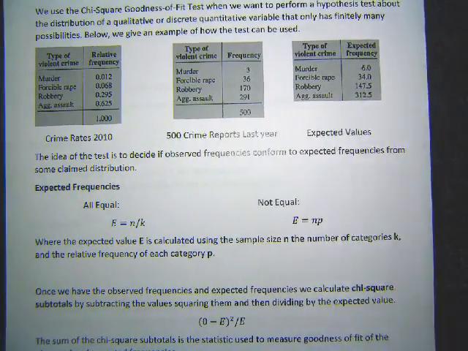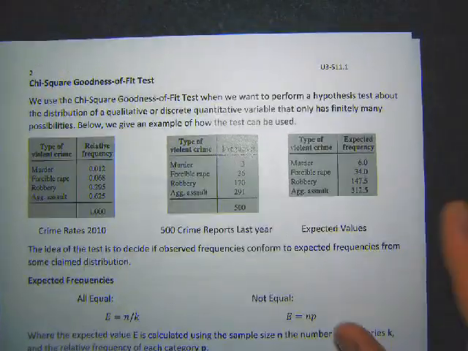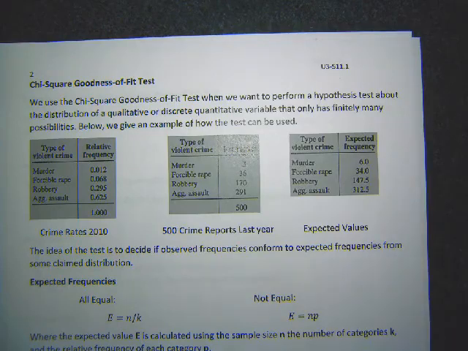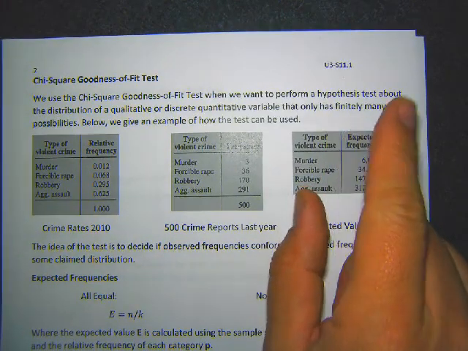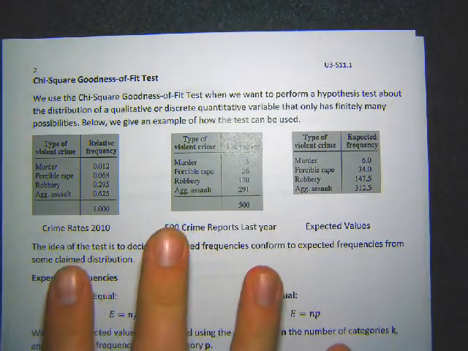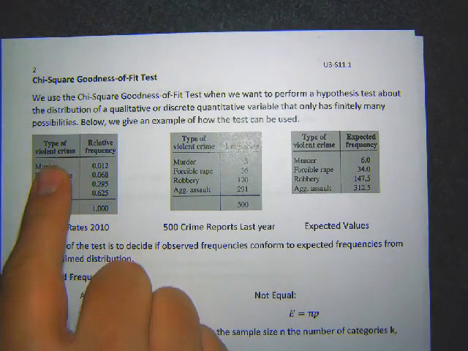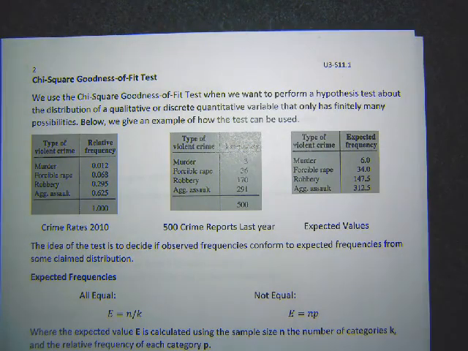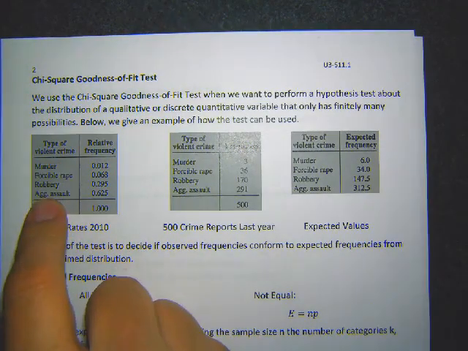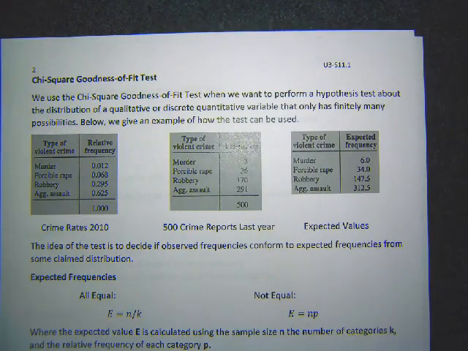Okay, now what is the goodness of fit test? Now that we talked about chi-squared, let's talk about the chi-squared goodness of fit test. This is for when we want to perform a hypothesis test about a distribution of either a qualitative or discrete quantitative variable. So something that's only got so many options, things that could be qualities, that could be labels. Only has finite possibilities. Below would be an example. This one's looking at types of violent crime. These are things you can label. They're qualitative data. And they only have so many labels, right? There's only so many different sets that can be included in.